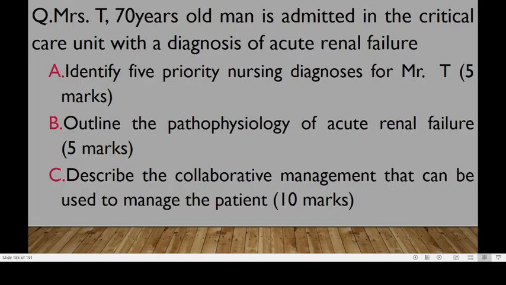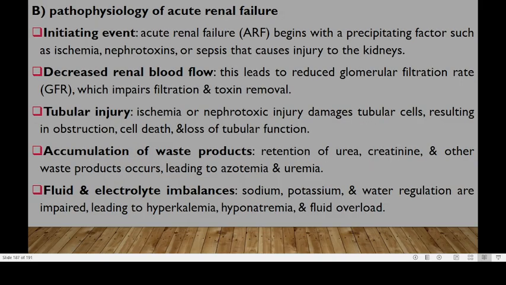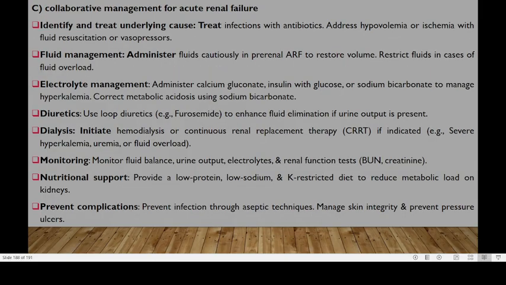So we have Mrs. T. Mrs. T is admitted to critical care with acute renal failure. So looking at nursing priorities for acute renal failure, we have fluid volume excess, impaired gas exchange, and electrolyte imbalance, risk for infection, impaired skin integrity. Pathophysiology, we have the initiating event, which leads to decreased renal blood flow that causes tubular injury and accumulation of waste products, and then fluid and electrolyte imbalances.